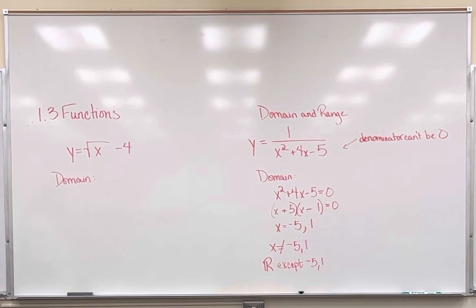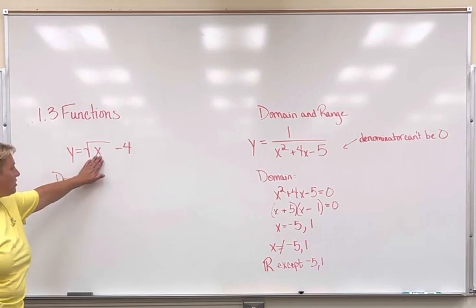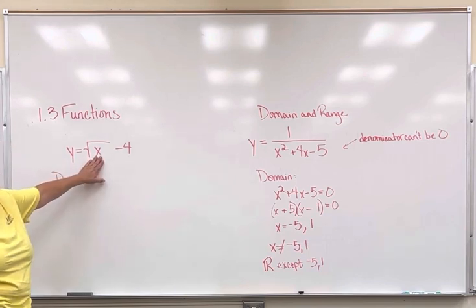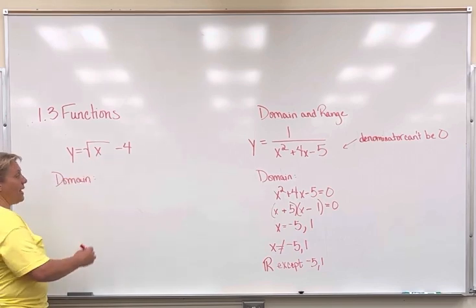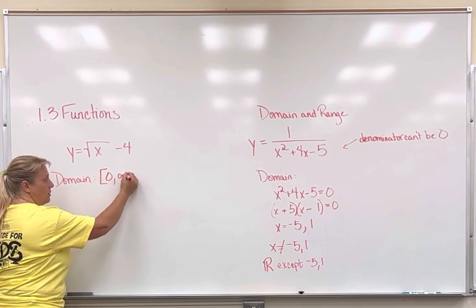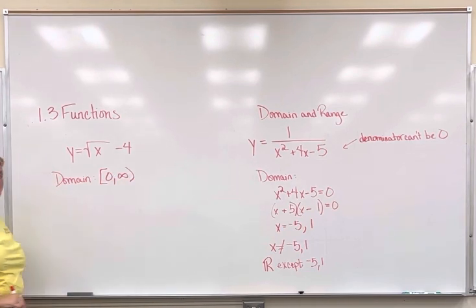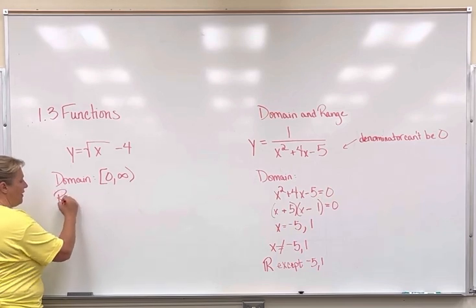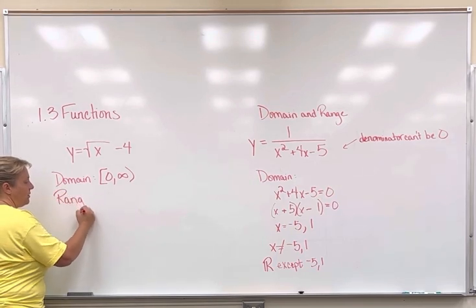Now, could it be 0? Can you plug a 0 underneath the square root? Sure, the square root of 0 is 0, but I can't plug in any negatives. So here our domain is going to be limited. It's going to be 0 to infinity, so including 0 and then all the positive numbers. Now in this one it's not so hard to find the range, so we'll go ahead and find the range on this one as well.